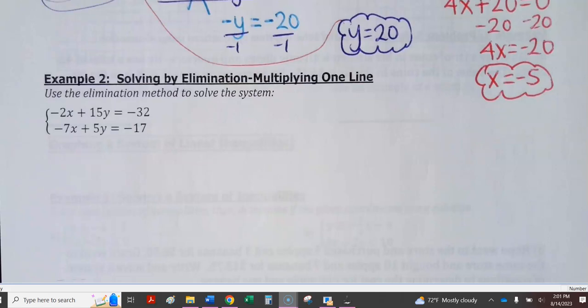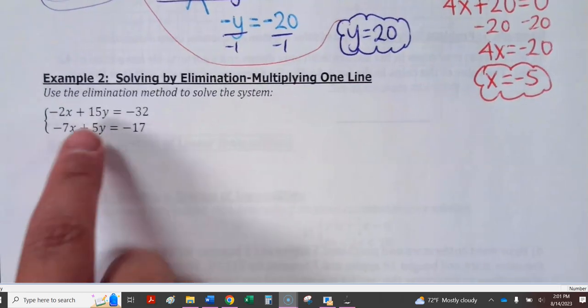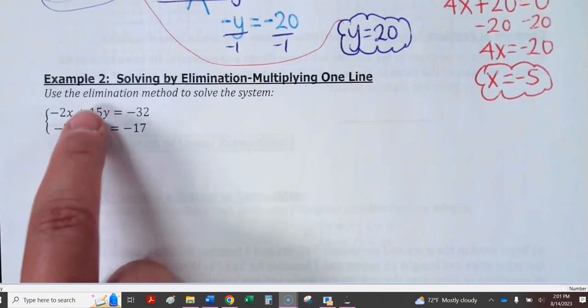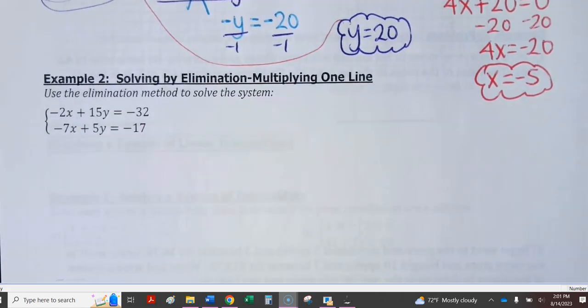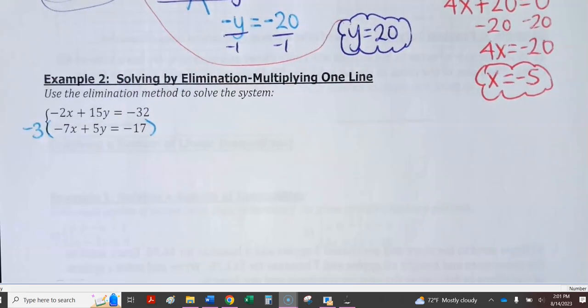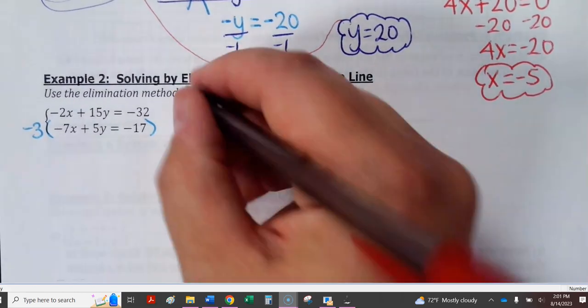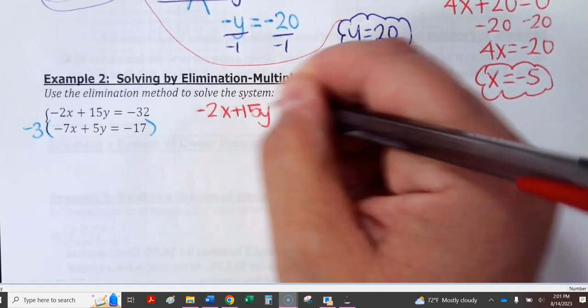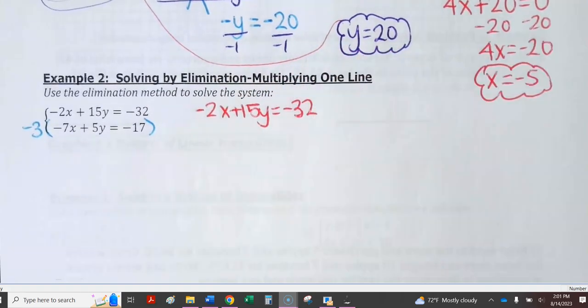3. Okay, would you use a negative 3 or a positive 3? I would use the negative. So just try and look for something that you could multiply 5 by to get 15. These are both positive, so I would just say, let's make it a negative 3. That way we'll have opposites on those y's and we can eliminate that variable. So I'm just going to copy the top line. Negative 2x plus 15y equals negative 32.